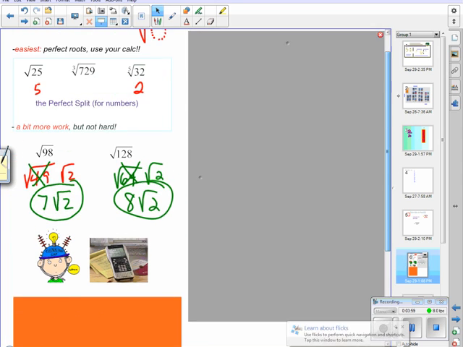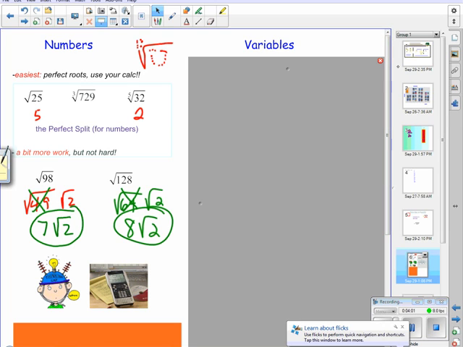And let's move over to variables now. So that's how you're going to work the numbers. If you have a root other than square root, that's a little bit different. I'll show you an example of that at the end.